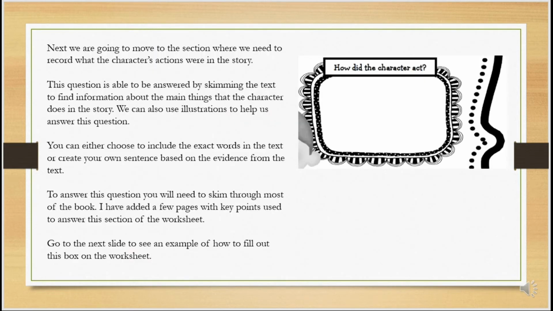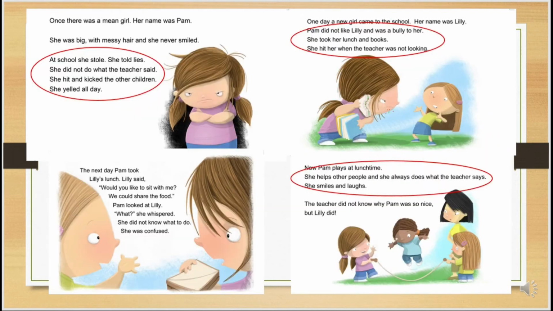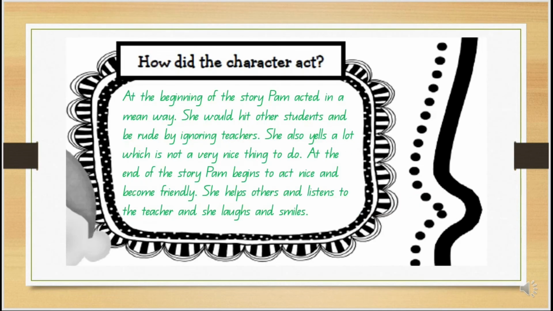The next part that we're going to move on to is how did the character act? So once again, I'm going to use multiple parts of our text to come up with this answer. I might choose to use exact words from the text or create my own based on my prior knowledge or the evidence or the illustrations. I use the same pages and the same pieces of evidence from the text to come up with this answer as well.